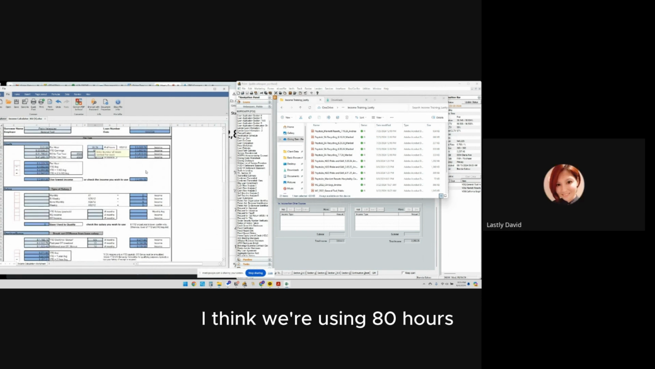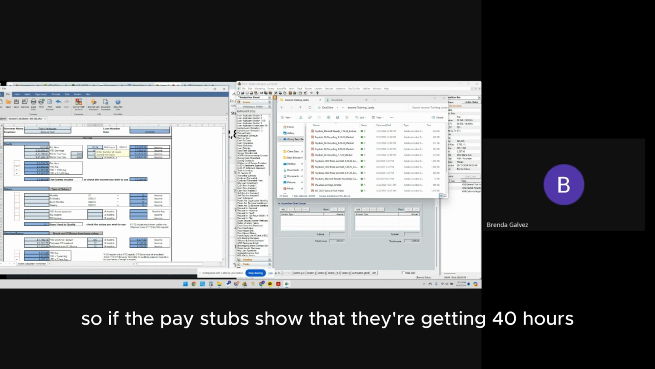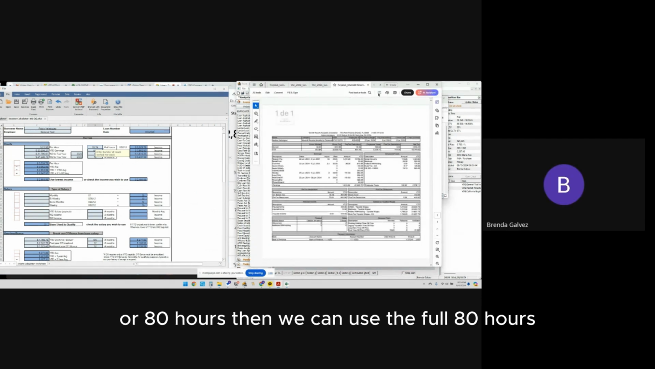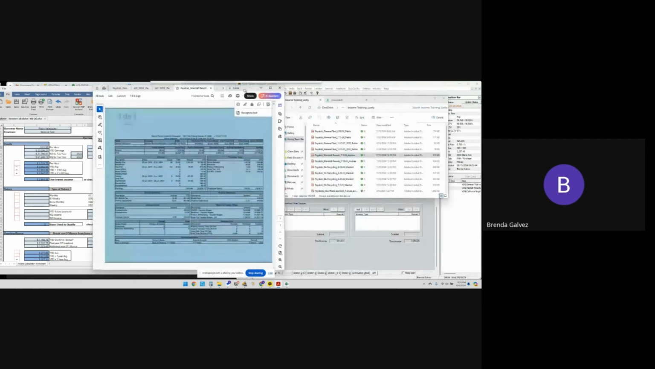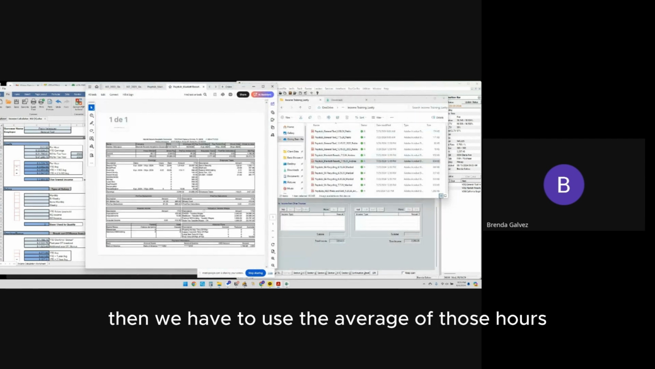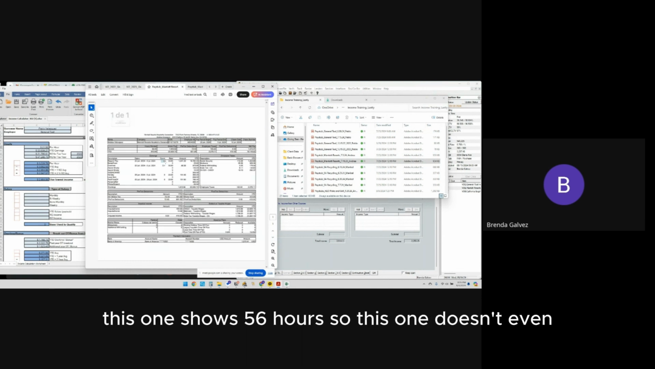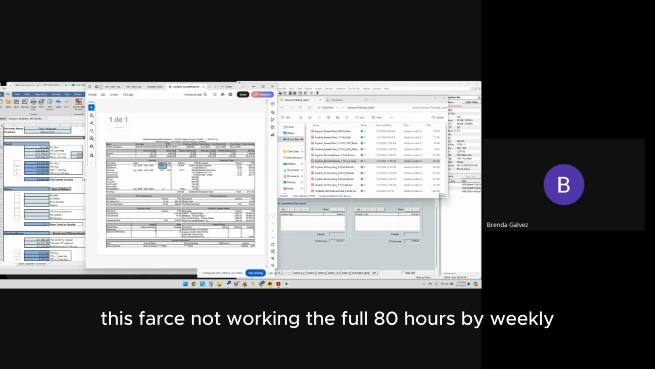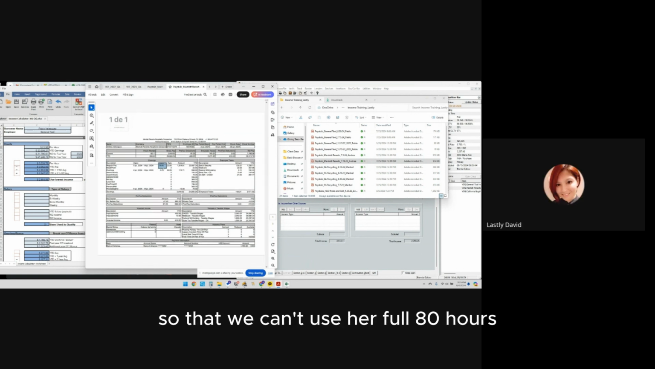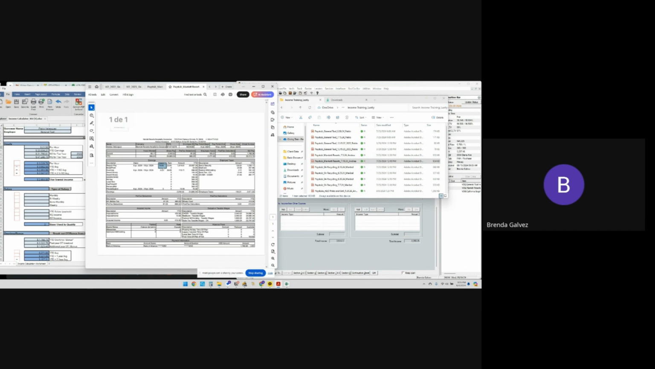I think we're using 80 hours, if it's biweekly. So it depends on the pay stub. If the pay stubs show that they're getting 40 hours or 80 hours, then we can use the full 80 hours. But if the pay stubs are varying, then we have to use the average of those hours. So this one shows 79.95 hours. This one shows 56 hours. So this one isn't working the full 80 hours biweekly, so we can't use her full 80 hours because she's not working that.